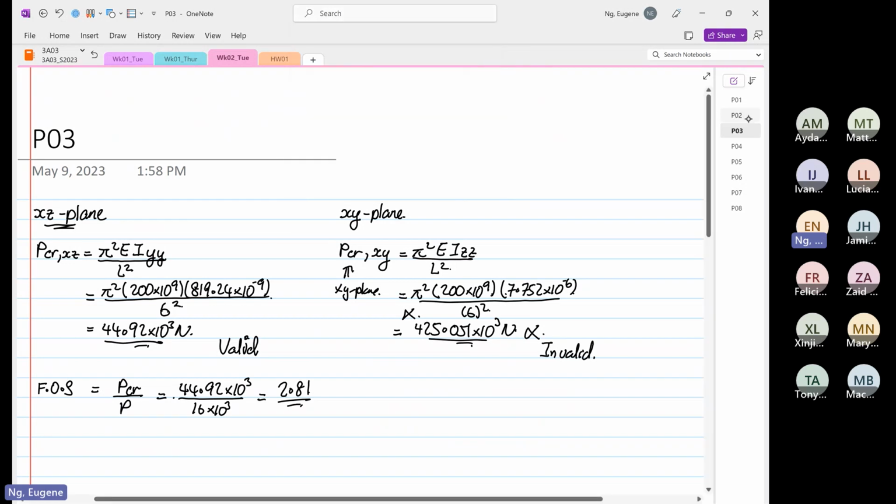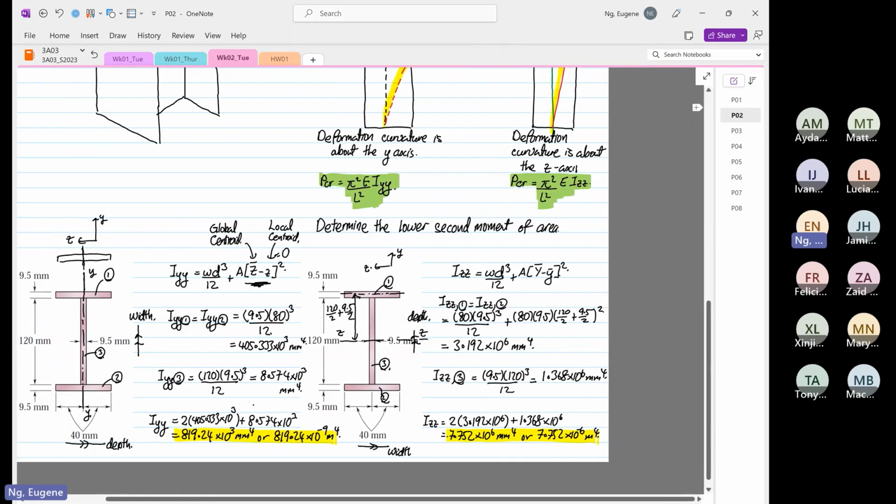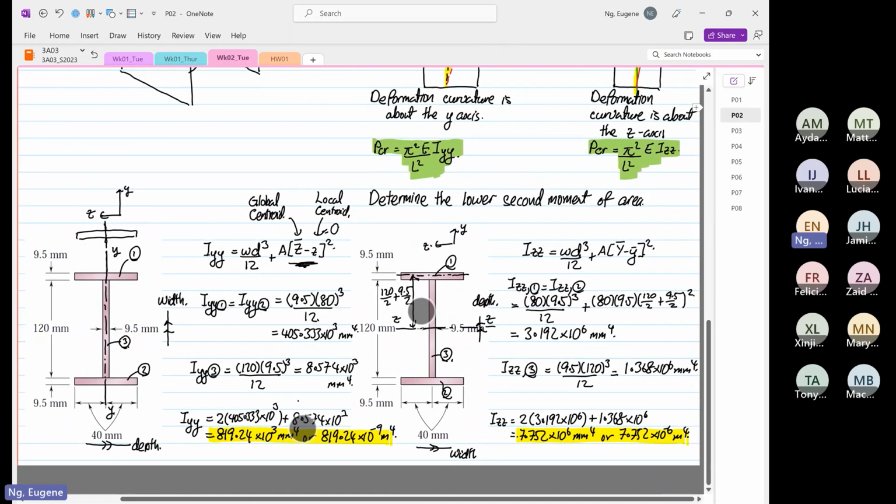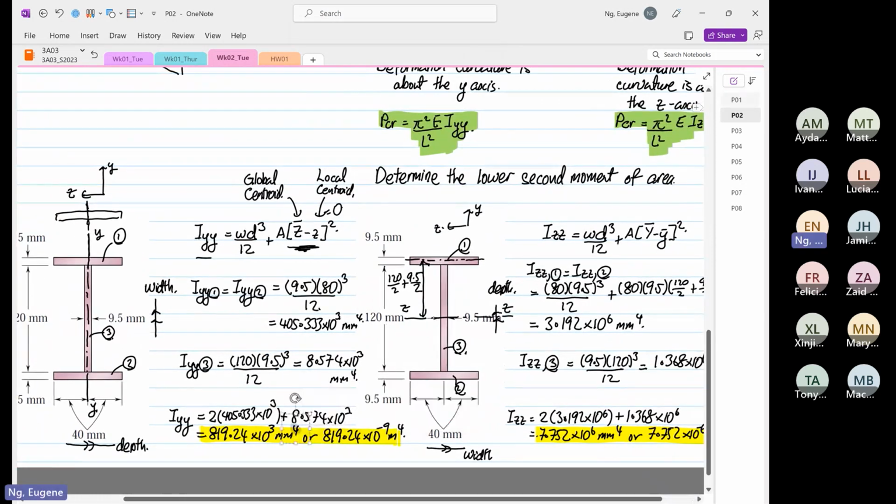The most critical thing about this example is this: what do we mean by IYY and what do we mean by IZZ? I've been teaching this course, I think this is my 12th or 13th time. Usually students get mixed up with IYY and IZZ.